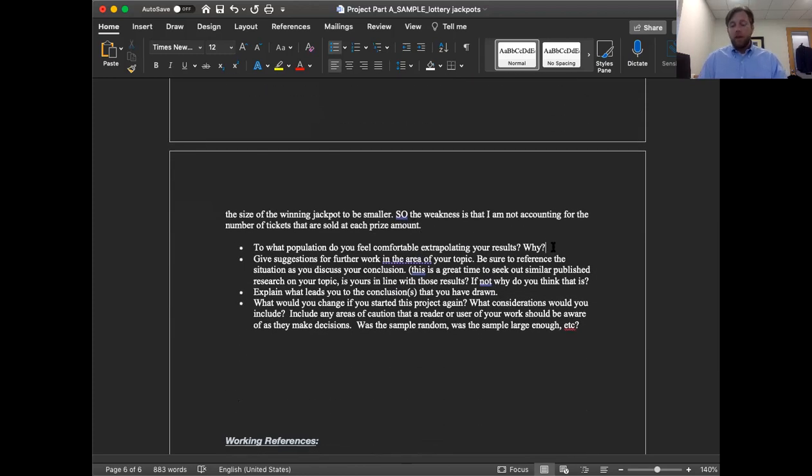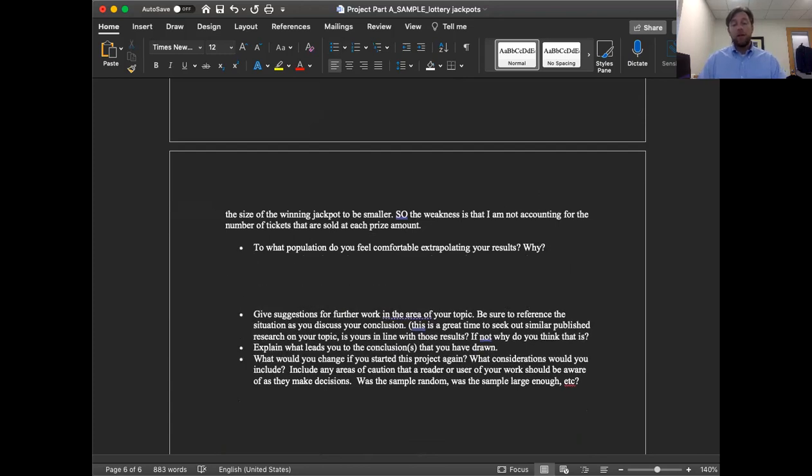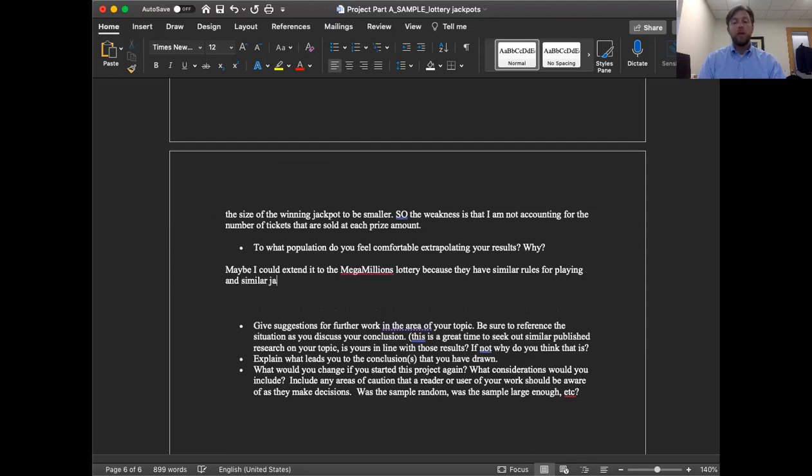So, to what population would you feel like extrapolating this? This is specific. You want to have a good handle on who you're studying. Say, for example, I'm talking about Powerball data here. Can I extend my results, or extrapolate my results, to anything else? Maybe I could extend it to the Mega Millions lottery, because the two lotteries are sort of similar. They have similar rules for playing and similar jackpot sizes. That could be an extension.